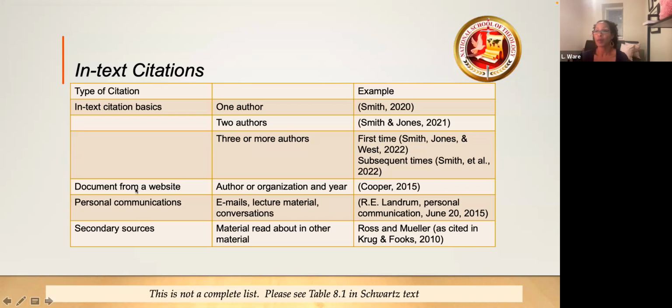A document from a website. This is a little bit different than a web page, but if it's a document from a website, you're going to put the author, if the author is available. If there's not an author, you'll put the name of the organization or some sort of entity, and the year. So the same way you do anything else.